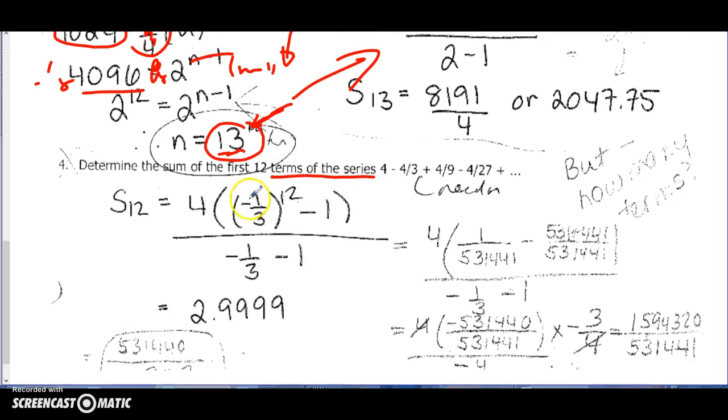Determine the sum of the first 12 terms here. The only little trick here, or not trick, but the difficulty is that R is negative 1/3, so this keeps changing sign. I go from 4 to negative 4/3, and then I go to 4/9, so I'm multiplying by negative 1/3 each time. So you work your way through there and figure out what the value of Sn is.